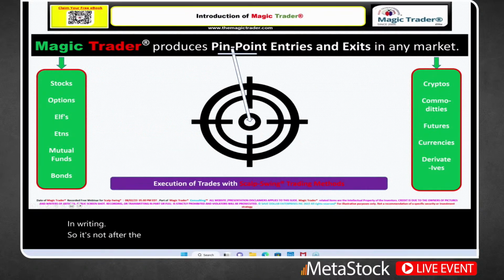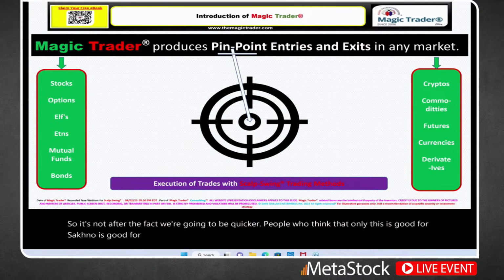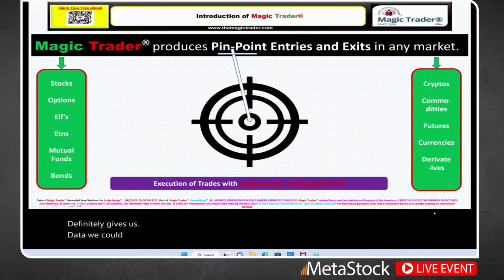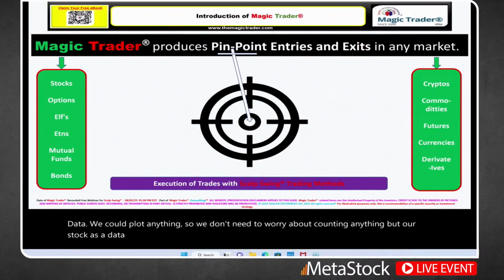We're going to be quicker. People who think that this is only good for stock, no, it's good for anything, including people during COVID time. If Refinitiv gives us data, we could plot anything. So we don't need to worry about counting anything. MetaStock as a data, we could plot them. And Magic Trader works on everything.